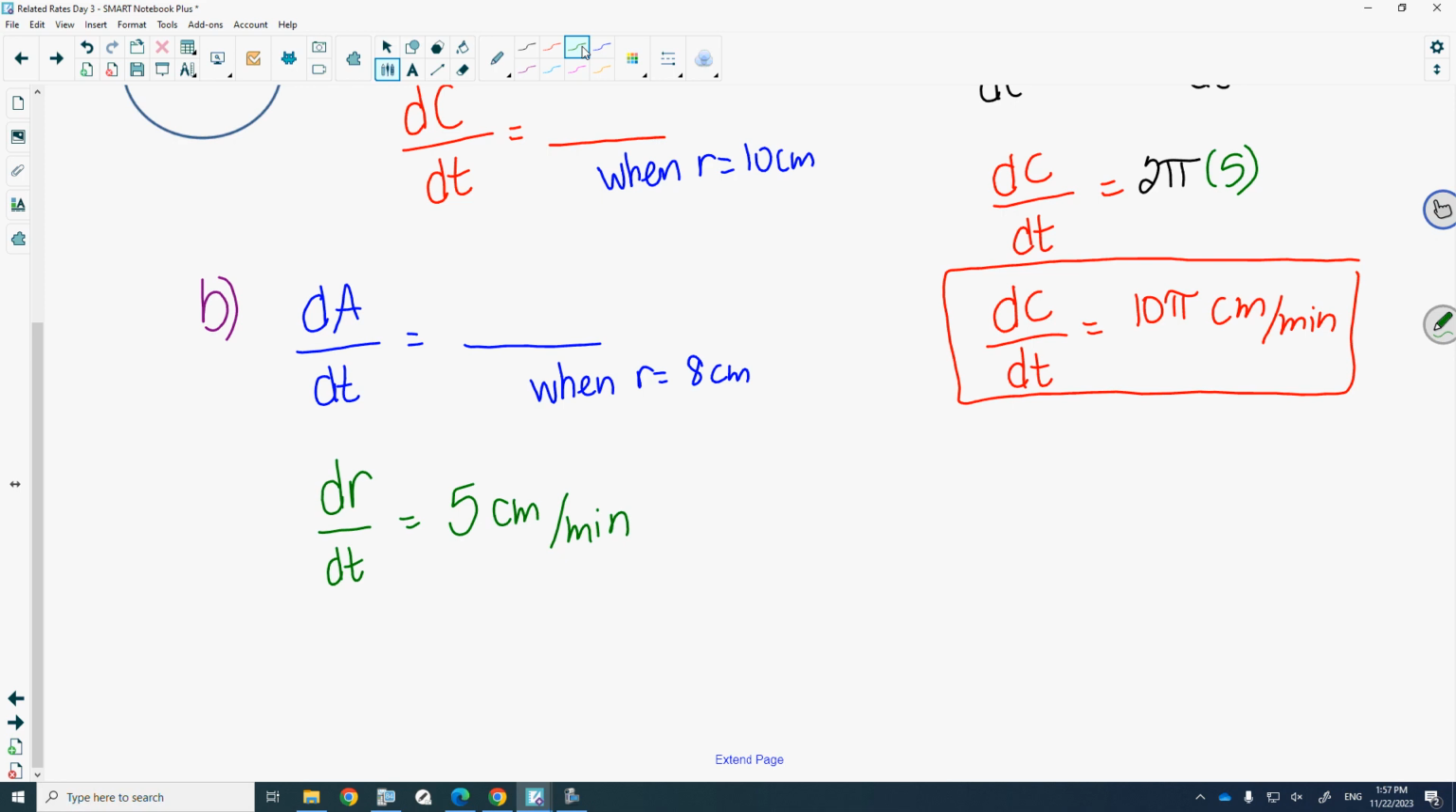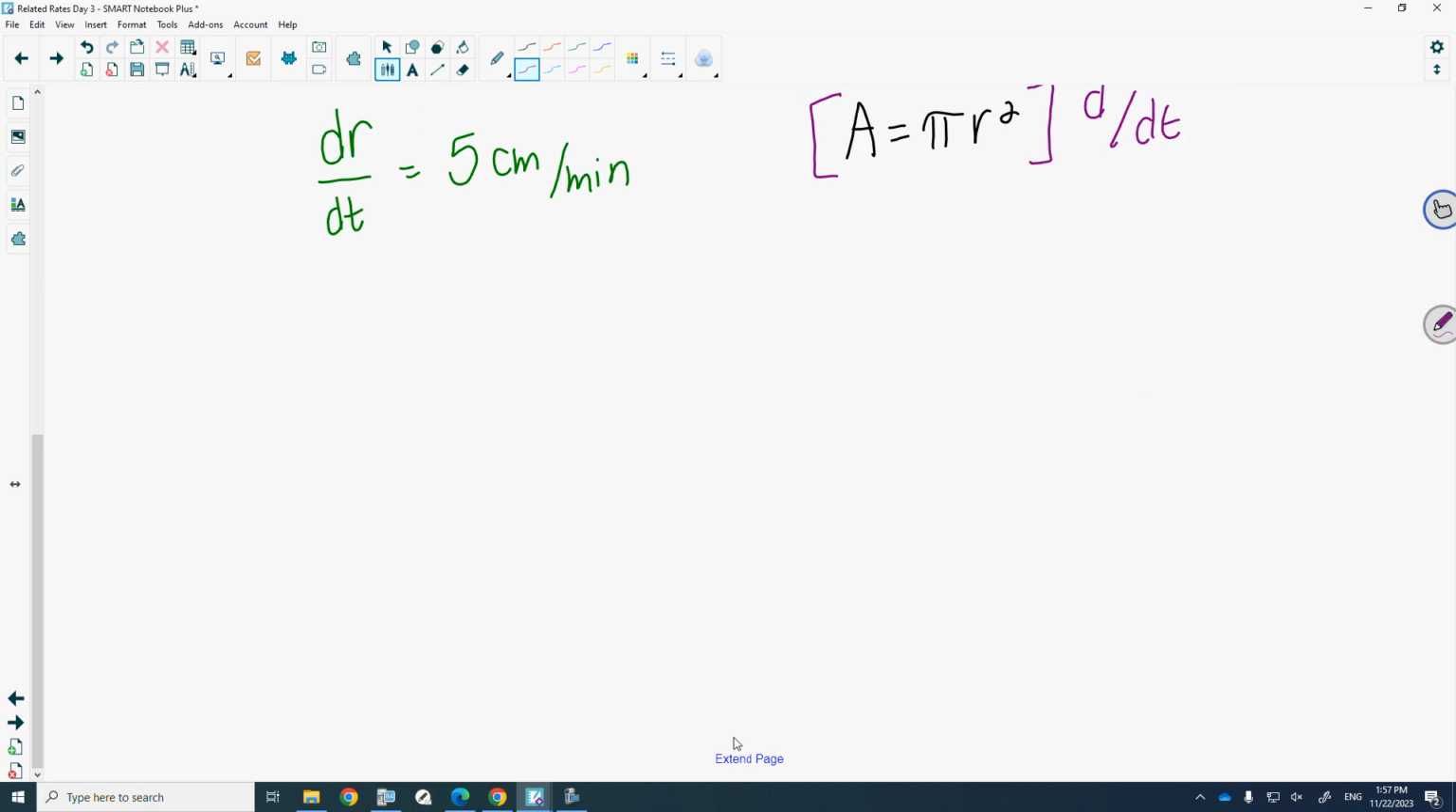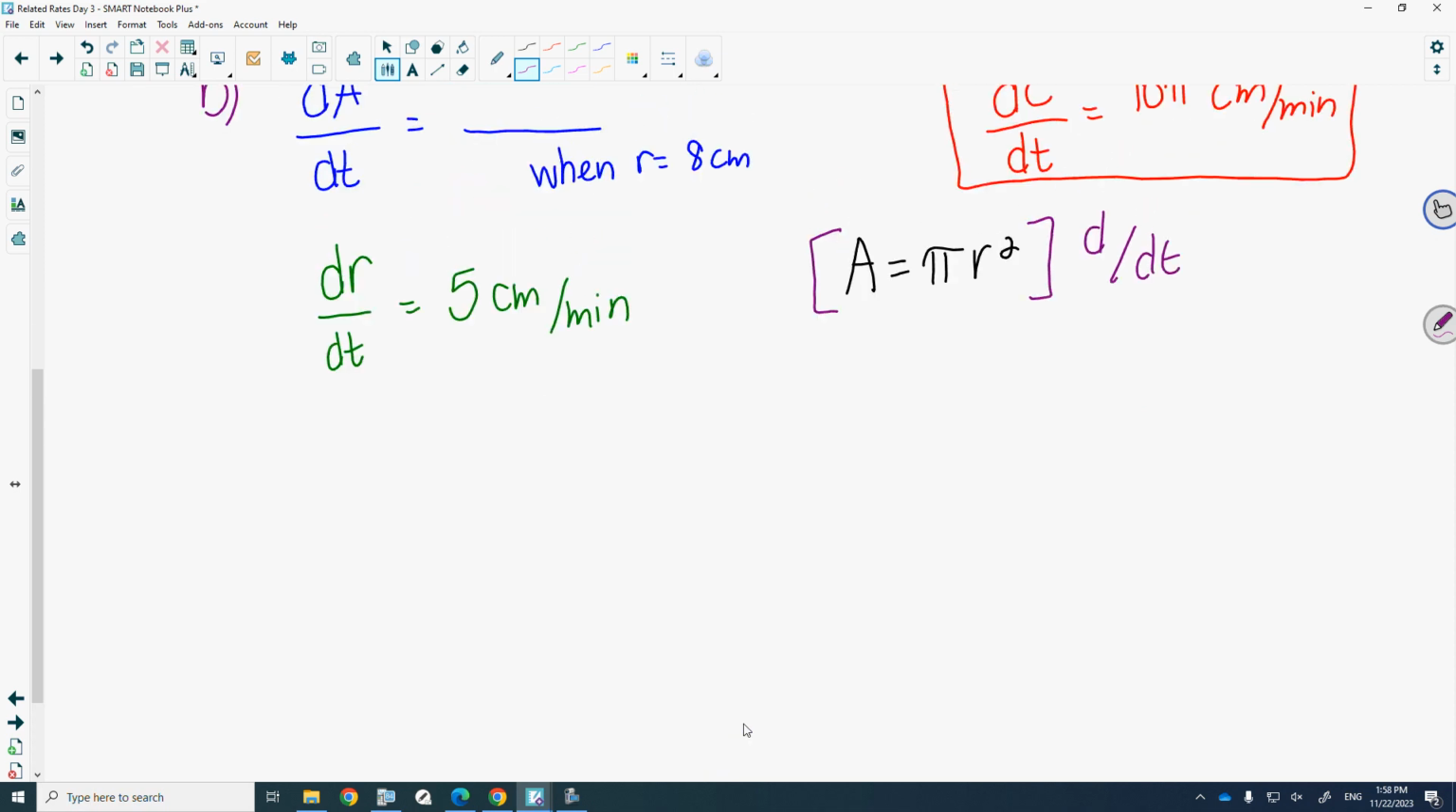Okay, we need an equation that's going to relate the area of a circle with the radius of a circle. What's the area of a circle? Pi r squared. So the area of a circle is A = pi r squared. Nothing is fixed. Differentiate both sides with respect to time. So the derivative of A is dA/dt. The derivative of pi r squared is 2 pi r dr/dt. I'm finding dA/dt, so that's already isolated.